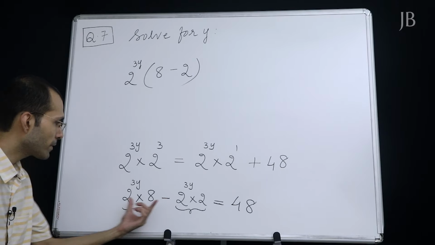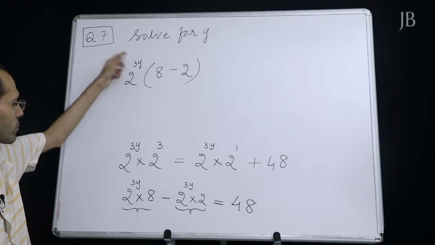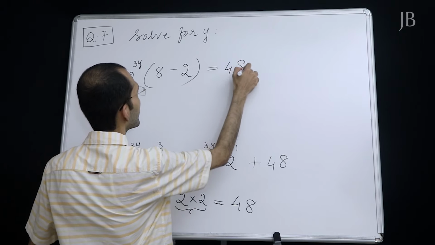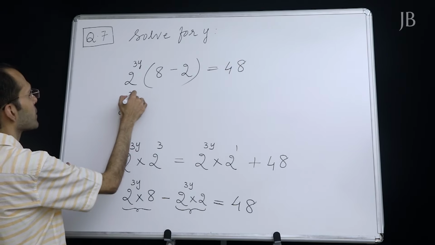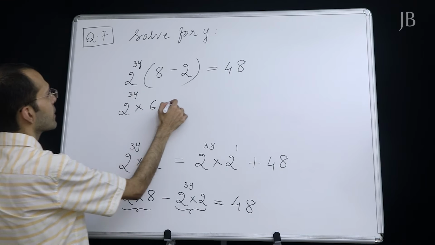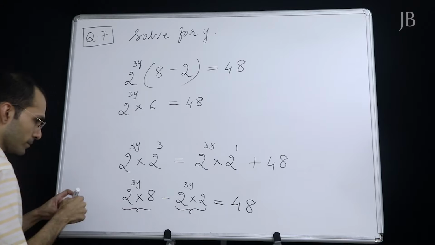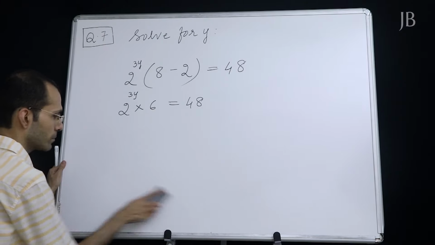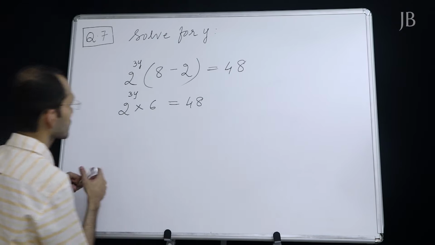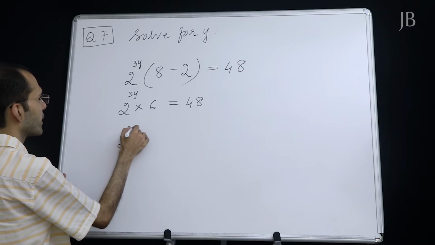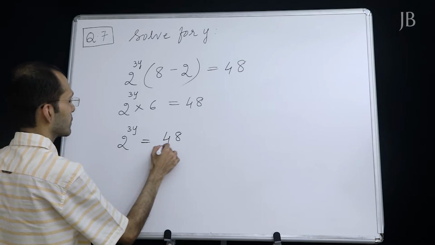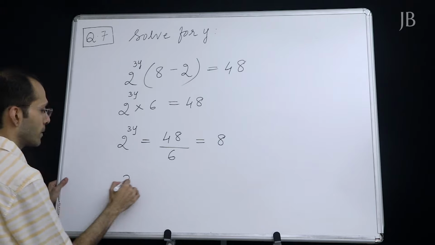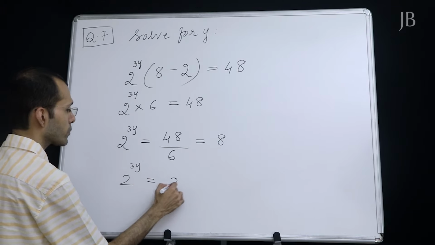Anyway, this is now one term, this is second term. From this we can take 2 raised to 3y common. You will get 8 minus 2 equaling 48. So this will be 2 raised to 3y into 6 equaling 48. This will be 2 raised to 3y, 48 upon 6. This is 8. So 2 raised to 3y is 2 raised to 3.